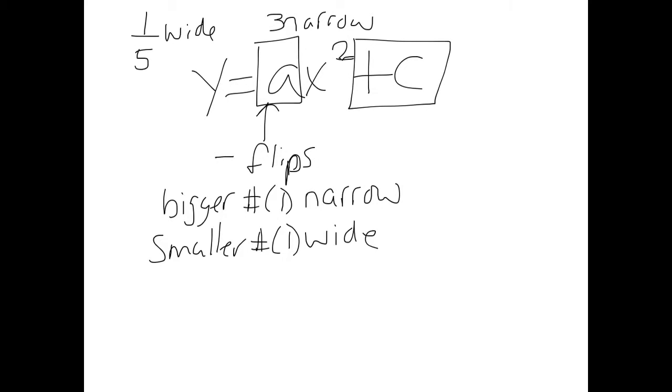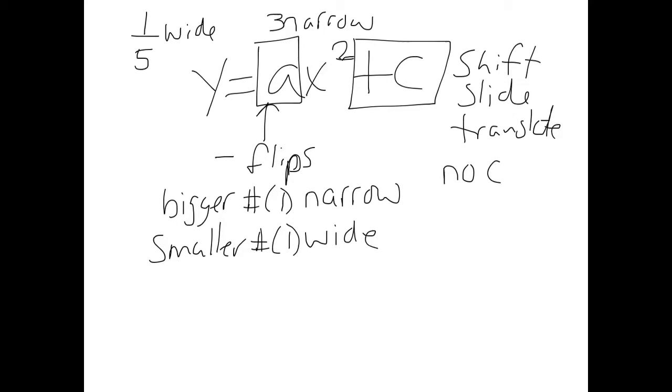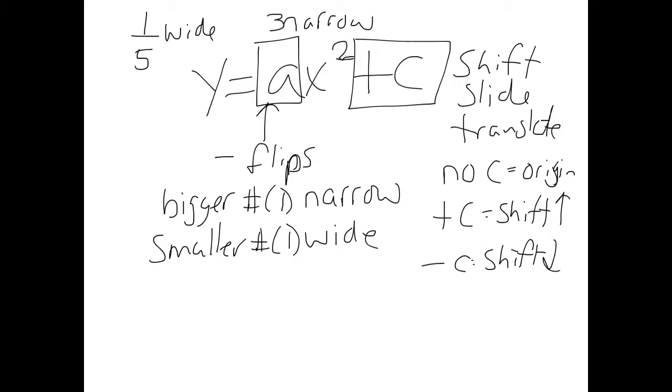The plus C part does your shift, or slide, or translate. Those all mean the same thing. Okay. If we have no C, that means it's at the origin. If we have a plus C, that's shift up. And if we have a minus C, that's shift down.